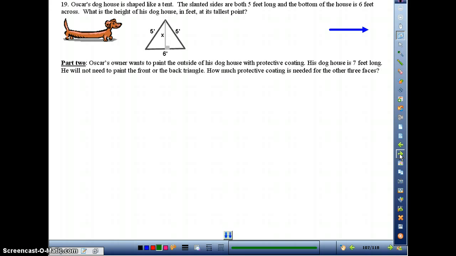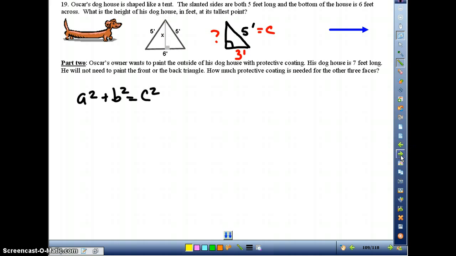Number 19. Oscar's doghouse is shaped like a tent. The slanted sides are both 5 feet, and the bottom of the house is 6 feet across. 5 feet, 5 feet, 6 feet. What is the height of the doghouse in feet at its tallest point? They're talking this line right here. How tall is that? Well, doesn't one half of this area right here make a right triangle? All right, guess what we're going to use? Yeah, let's use some Pythagorean theorem.